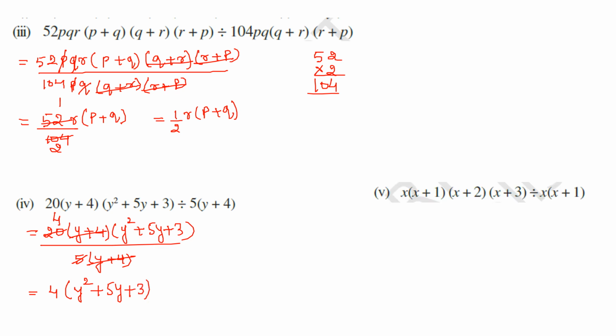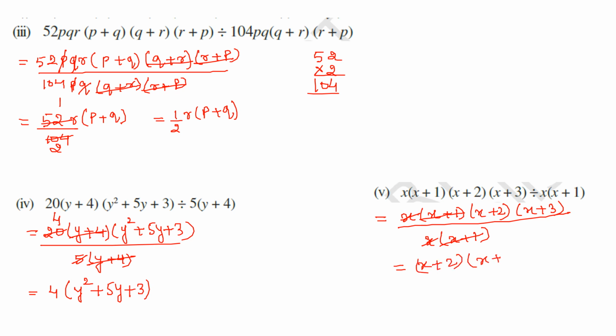Now next question. x multiplied by x plus 1 into x plus 2 into x plus 3, divided by x times x plus 1. So let me write this in the form of numerator and denominator. When you are writing only, you can observe that something is present in both numerator and denominator. Yes or no? See, x plus 1 I can simplify, x and x I can simplify. So I am left with x plus 2 into x plus 3. So this is the answer.